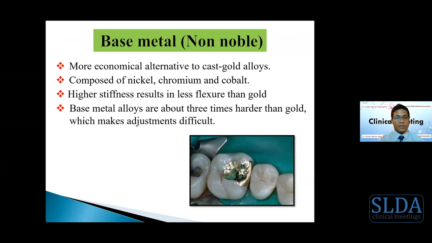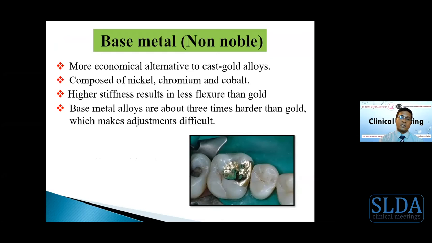Base metal or non-noble material, they are considered a more economical alternative to cast gold alloys. Generally, they are composed of nickel, chromium, and cobalt. It has higher stiffness than gold, making it difficult to do adjustments.